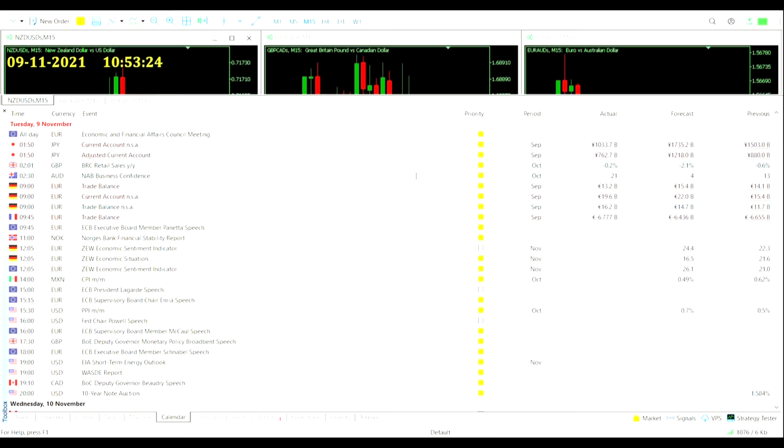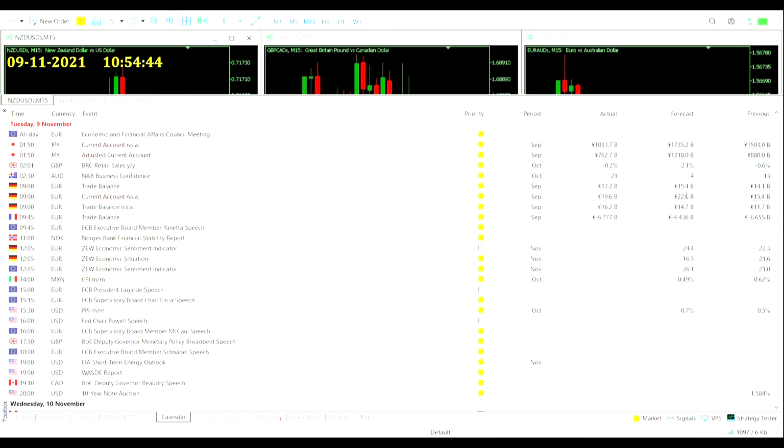And the National Australian Bank Business Confidence, the survey of business confidence in Australia. The actual is in at 21. That is quite a lot above the forecast of 4, and even the previous was 13. So that's good for them. Business confidence is improving. At 9 AM we had German trade balance, 13.2 billion actual against 15.4 billion forecast, and the current account 19.6 billion actual against 22 billion forecast. So both those are missing their mark, but only by a small amount.